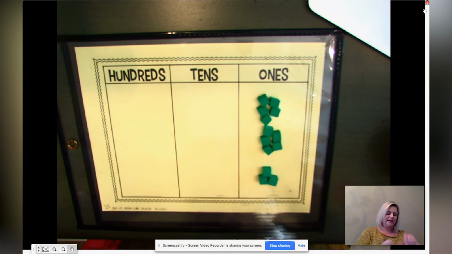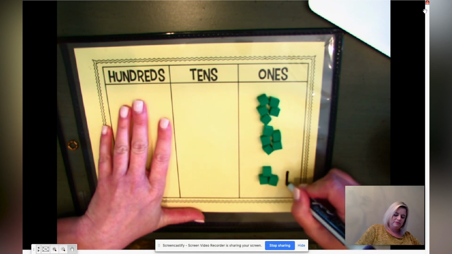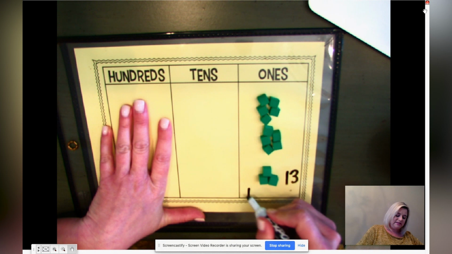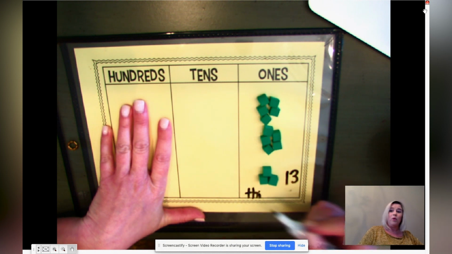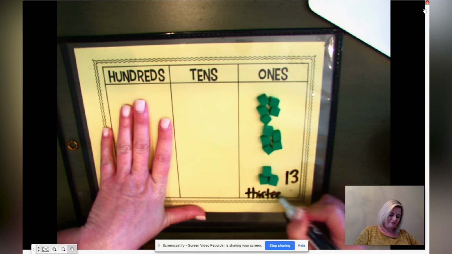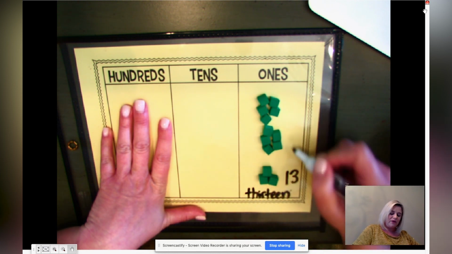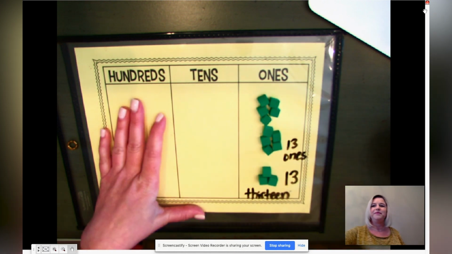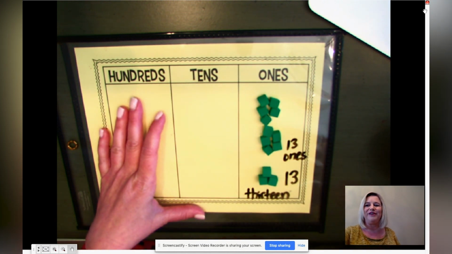We could write the number 13. We could write 13 in word form. And we could write 13 ones. Give me a thumbs up that you understand. Great job.